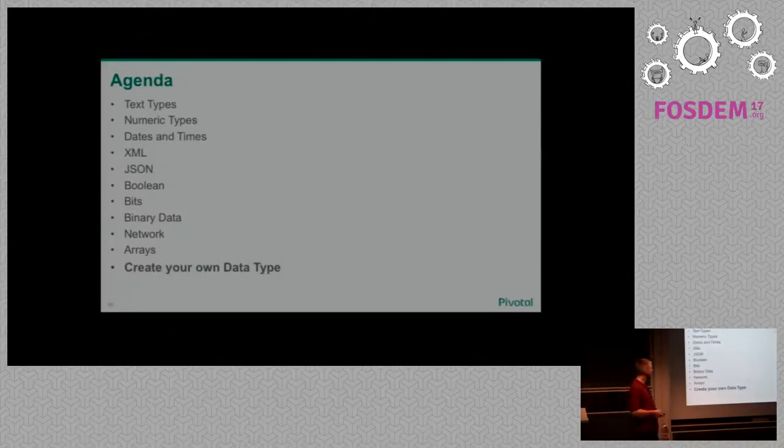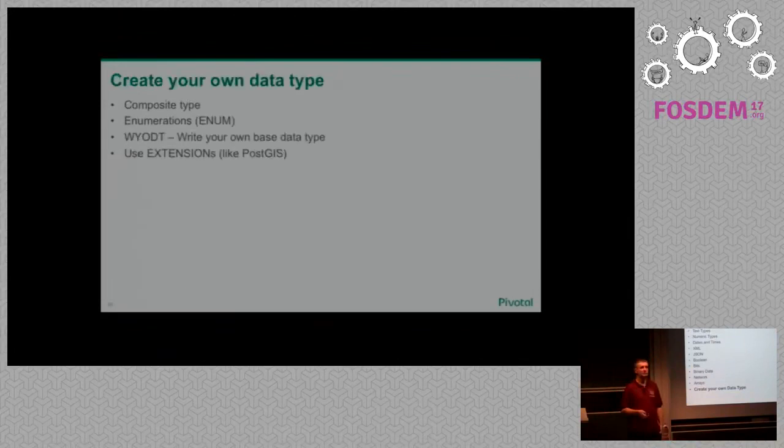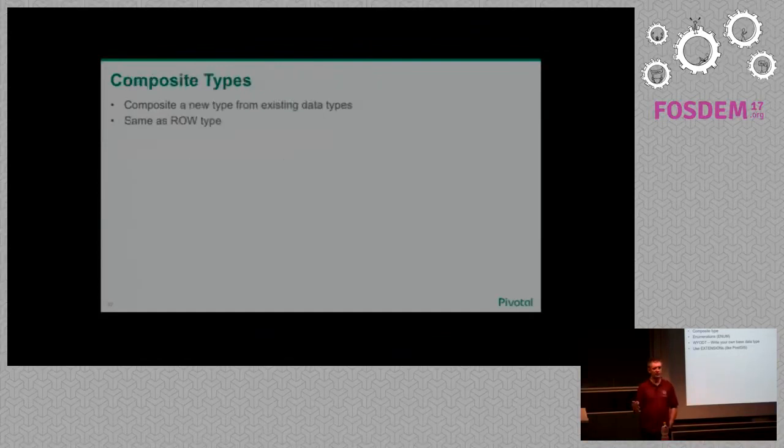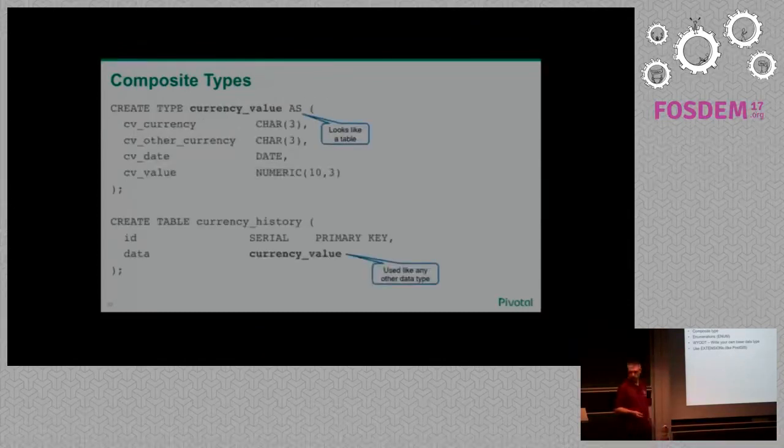Good. Last but not least, ever created your own data type? Well, I did. We have a few options here. We have a composite type, which is just a combination of different types. We have an enum type, and of course you can write your very own data type, but you have to write some C code for it. And you can use a few extensions we have, or a few more like postgres and so on.